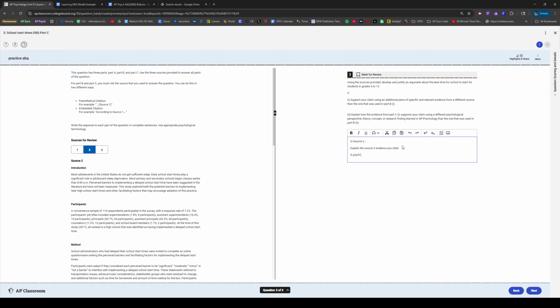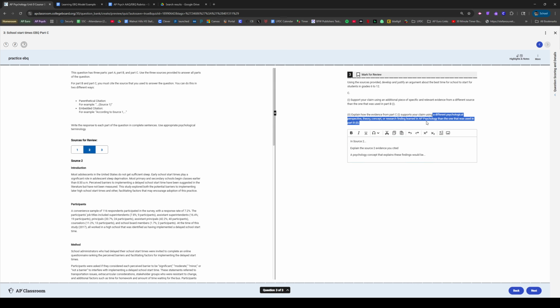A psychology concept that explains these findings. You think of a psych concept that is related to what you're witnessing. REM sleep, long-term potentiation, things like that, things that can help you figure out what's going on.